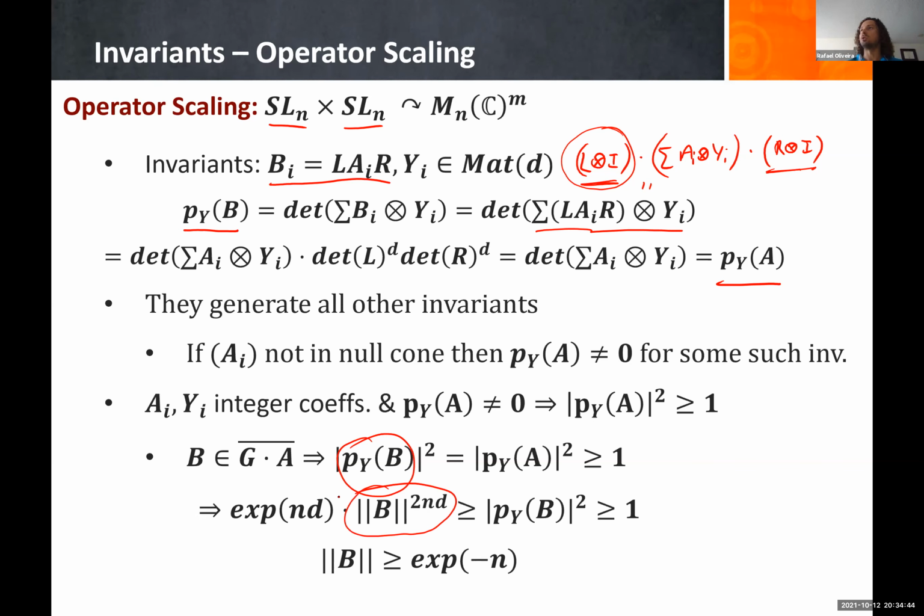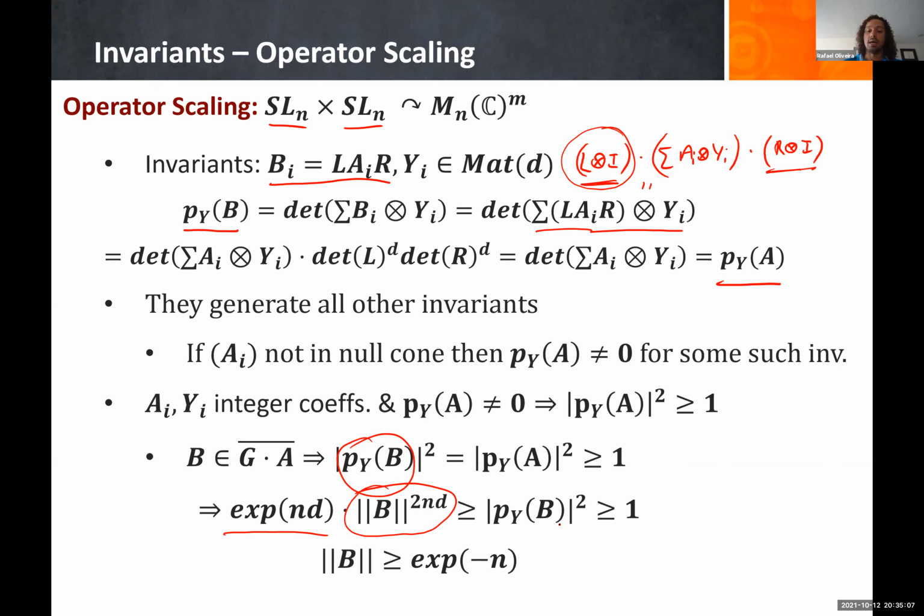So our degree here is 2nd, right? Because we have this square, and our polynomial had degree nd. And then how many monomials do we have? We have exactly exponential n times d monomials, right? And then we can just give this upper bound. Okay, so this is the upper bound that we have on the norm of the P_Y(B).